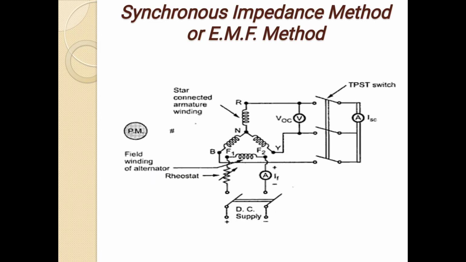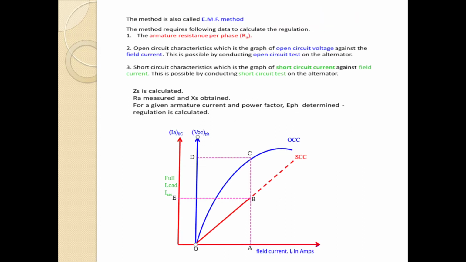Synchronous impedance method or EMF method. The EMF method circuit diagram is shown in the figure. The method requires the following data to calculate the regulation: the armature resistance per phase Ra, the open circuit characteristic and the short circuit characteristic. The open circuit characteristic is the graph of open circuit voltage against field current.